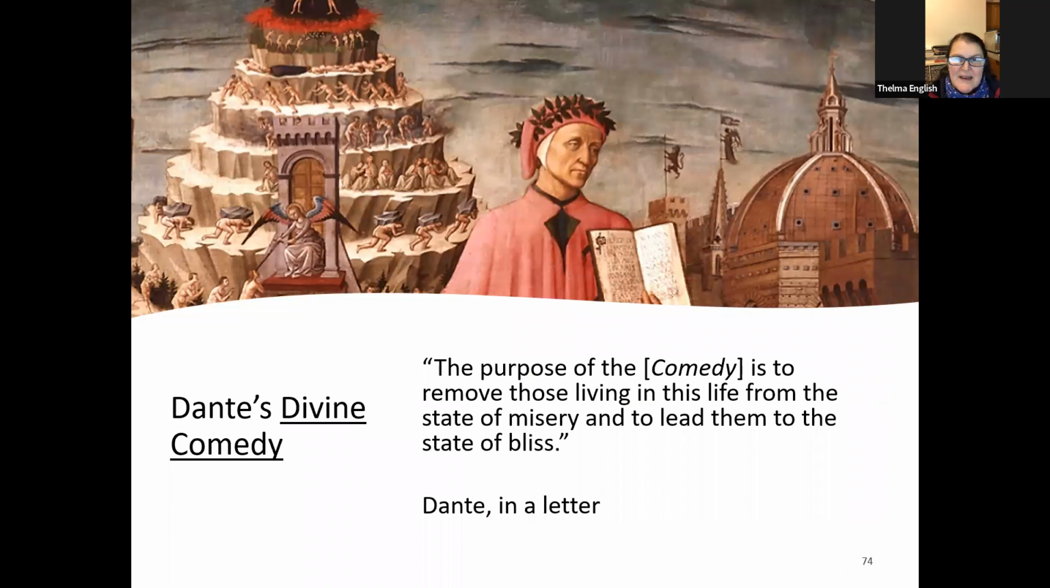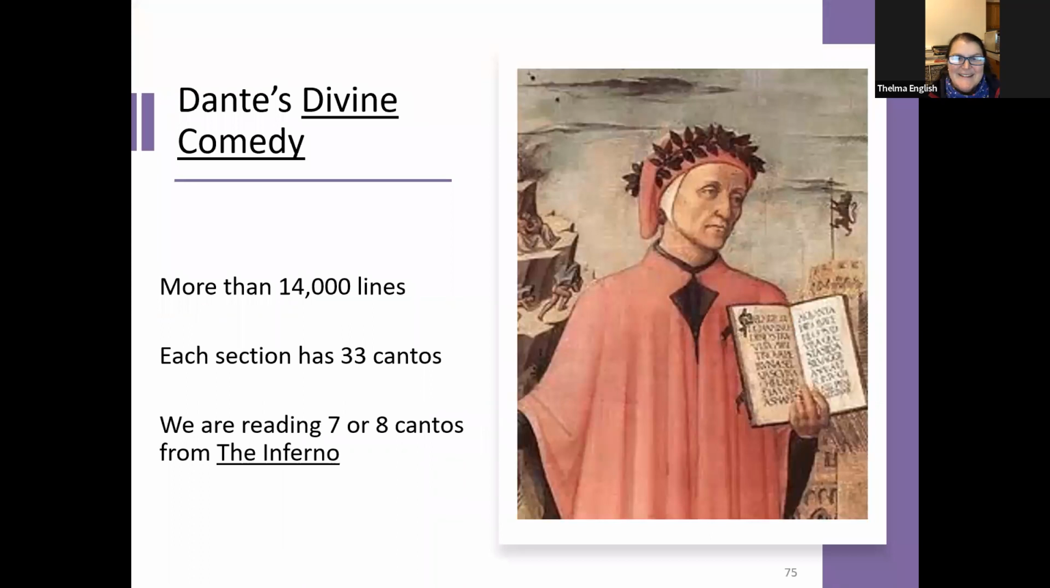The purpose of the comedy, says Dante in a letter written to somebody, is to remove those living in this life from the state of misery and to lead them to the state of bliss. There are more than 14,000 lines in the Divine Comedy. Each section has 33 cantos. That means it's really a big fat book.